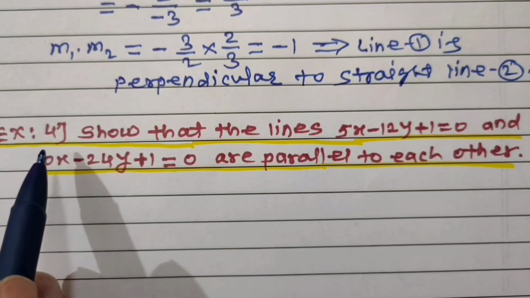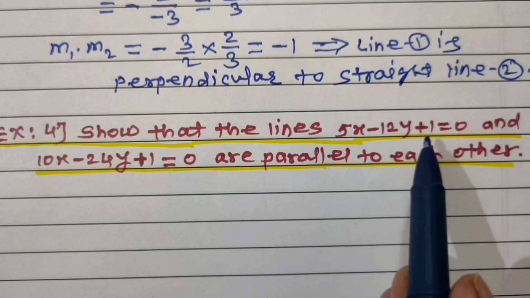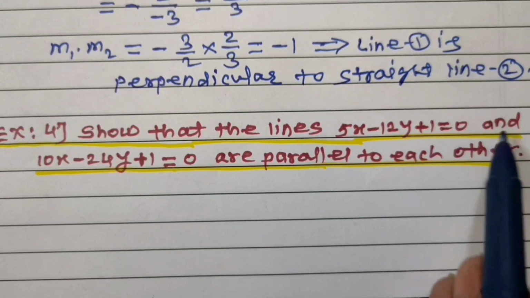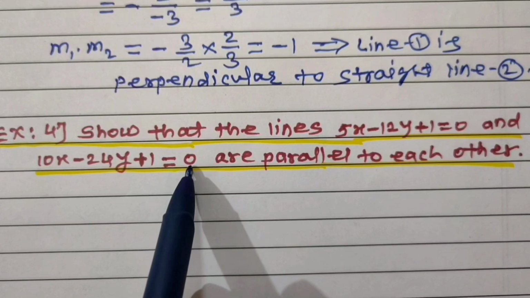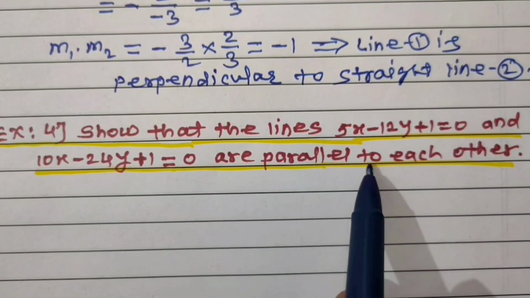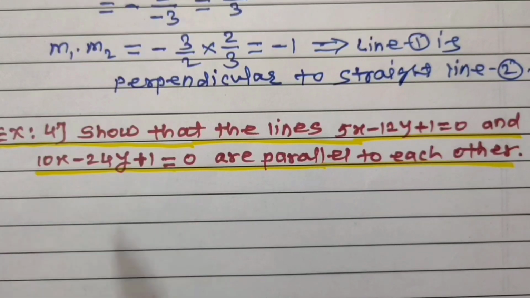Now let us solve example number 4. Show that the lines 5x - 12y + 1 = 0 and 10x - 24y + 1 = 0 are parallel to each other. We have to show this line and this line are parallel to each other. Meaning of this, we have to satisfy the condition of parallel lines.